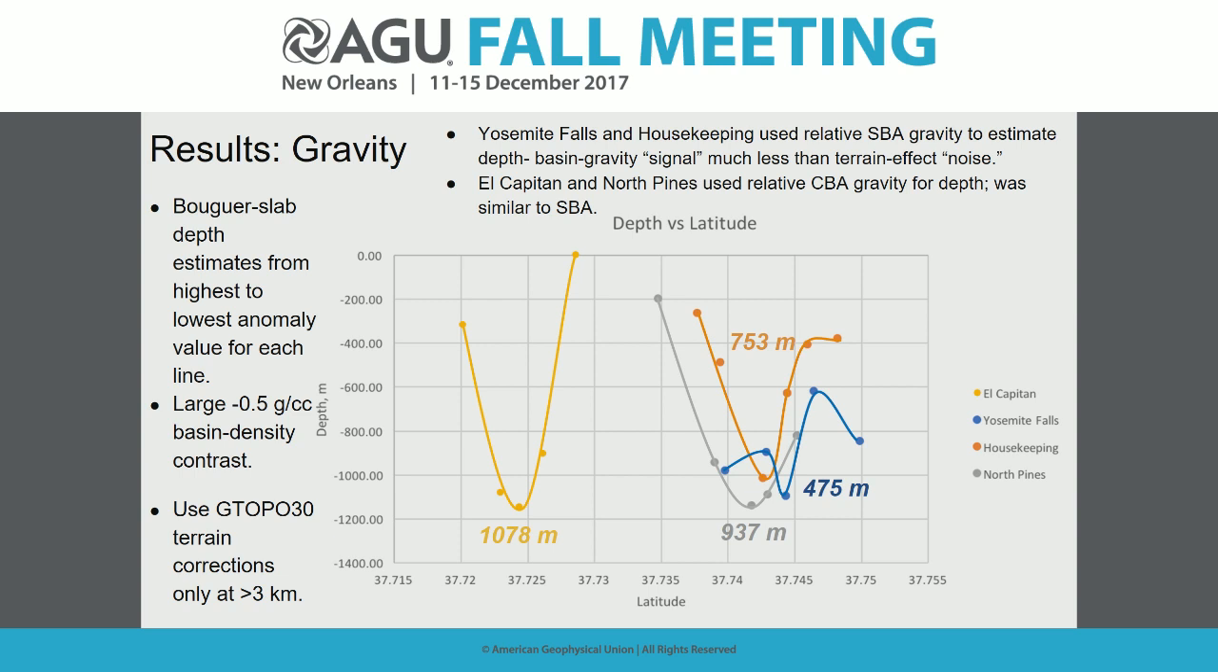We used a basin density contrast of 0.5. And as you can see, we found the gravity predicted a depth of about 1,078 meters below El Cap. And then the shallowest was around Yosemite Falls at 475 meters.